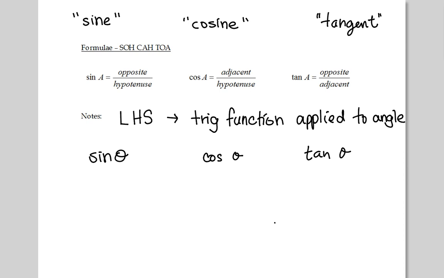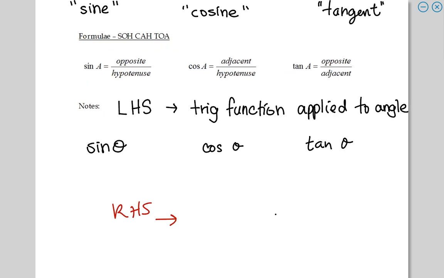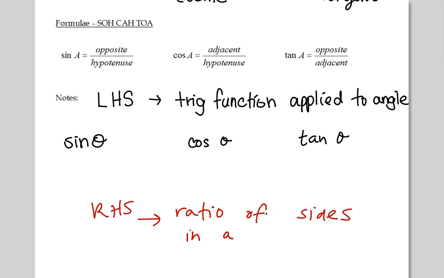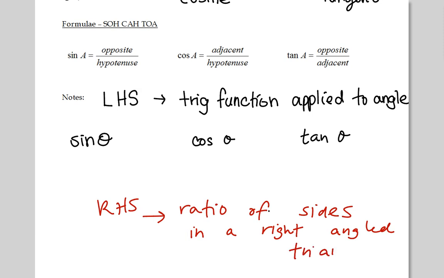Now what's on the right-hand side? What's on the right-hand side? A ratio of sides in a right-angled triangle. So for these equations, it's always going to be like this. Just so you can always remember, left-hand side, it's going to be sine, cos, or tan with an angle, theta. And then the right-hand side is always a ratio of two sides.